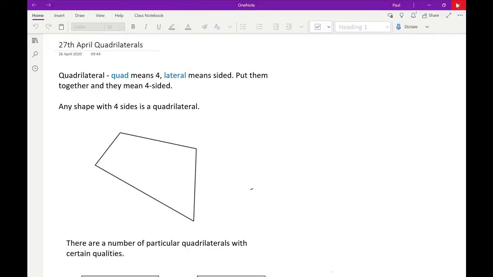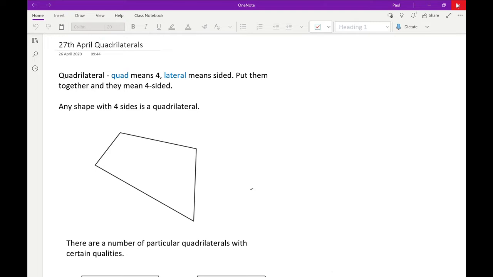This week we're studying quadrilaterals and polygons. So today we need to look at the different kinds of quadrilaterals that we've got. Now quadrilateral comes from the Greek, quad meaning four and lateral is to do with sides. So put them together you get four-sided shape, quadrilateral.